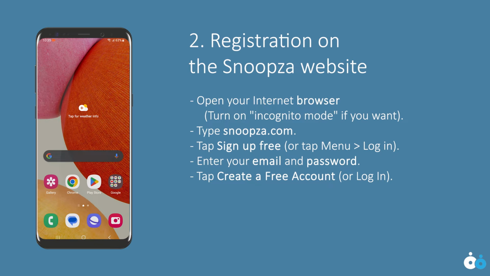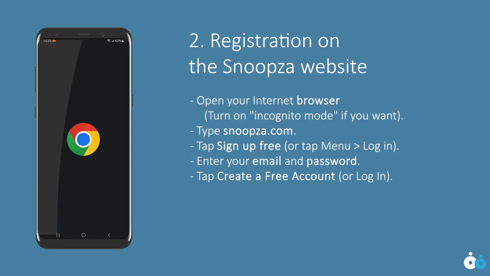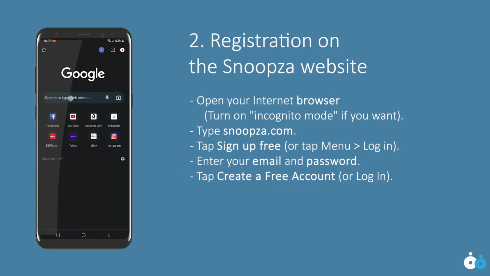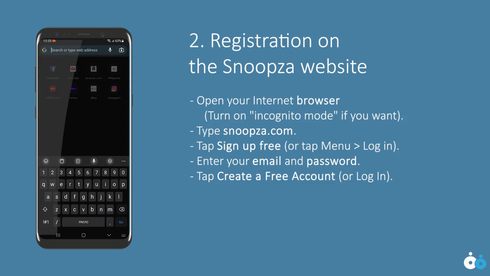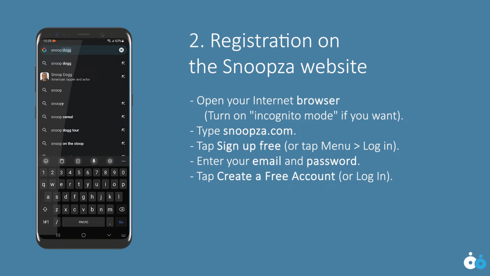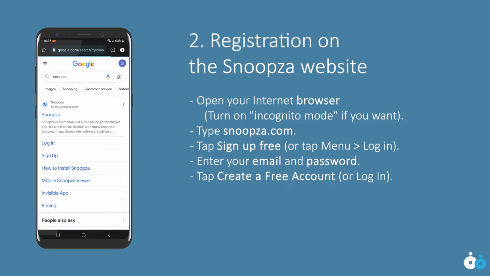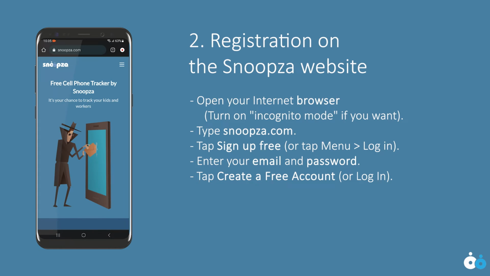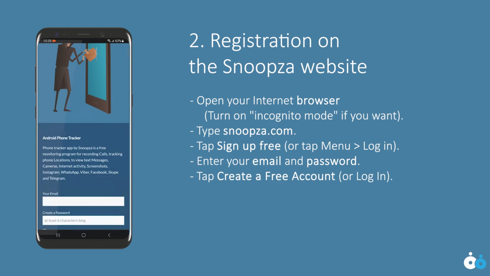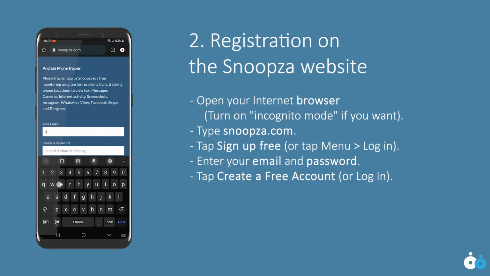Now, let's move on to downloading the Snoopza installer. First, open your browser, preferably Chrome. Type in the link www.snoopza.com and press Go. Once on the site, enter any email and password and click Create a free account.